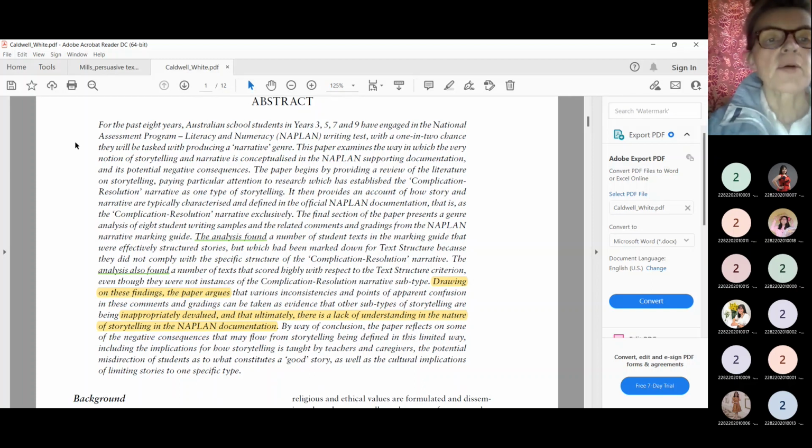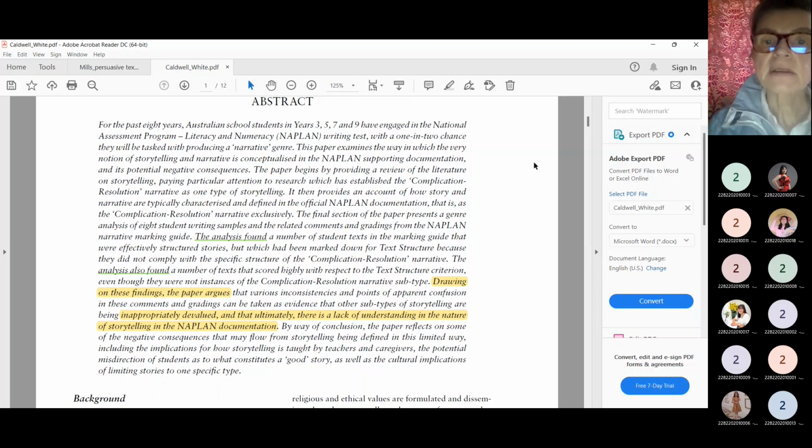So here we go. For the past 8 years, Australian school students in years 3, 5, 7, and 9 have engaged in the National Assessment Program Literacy and Numeracy Writing Test, with a 1 in 2 chance, so quite a big chance, they will be tasked with producing a narrative genre, right? So clearly, once they do the NAPLAN test, it's very likely they will be tested on the genre of the narrative.